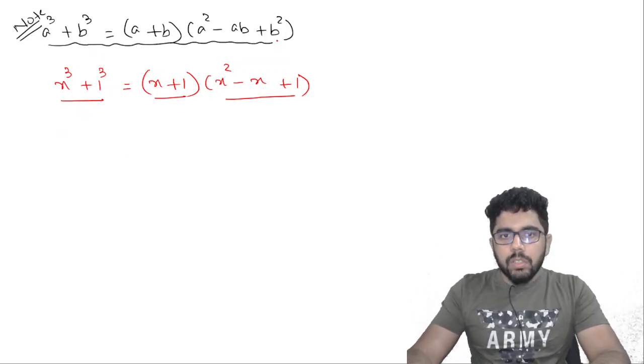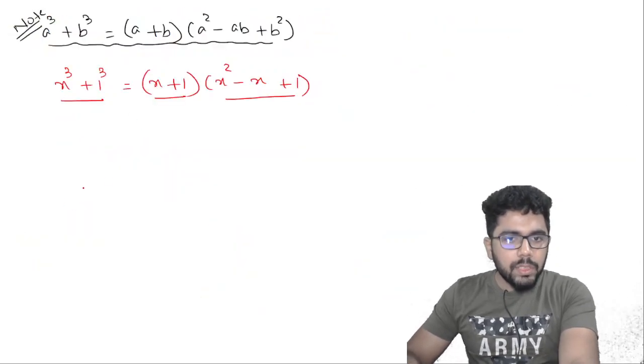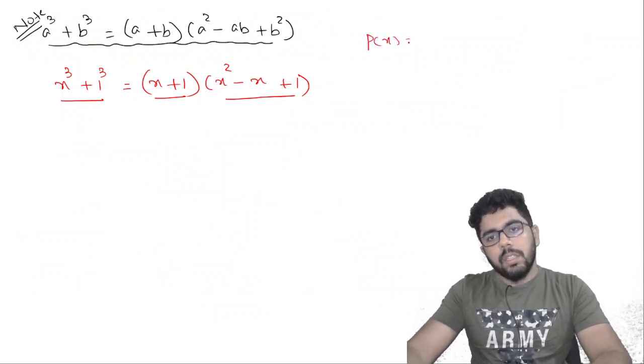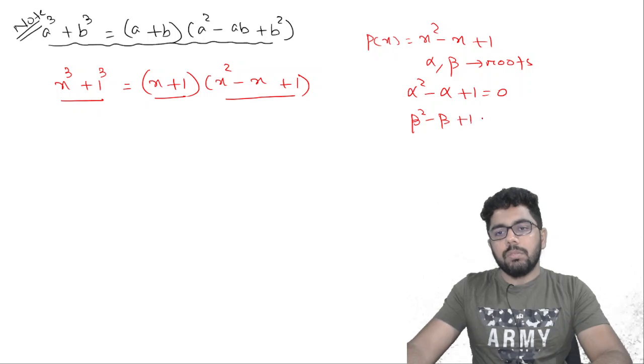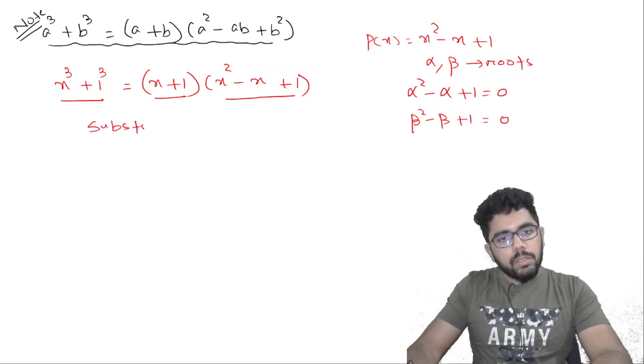Now once you have got this, now think about this. This is the polynomial and we have these two relations. Let me write it here. P of x is x square minus x plus 1, and because alpha and beta are the roots, I can write alpha square minus alpha plus 1 is equal to 0 and beta square minus beta plus 1 is equal to 0.